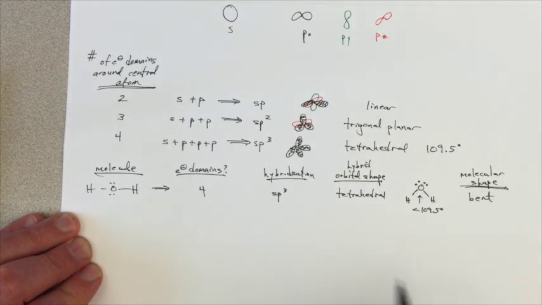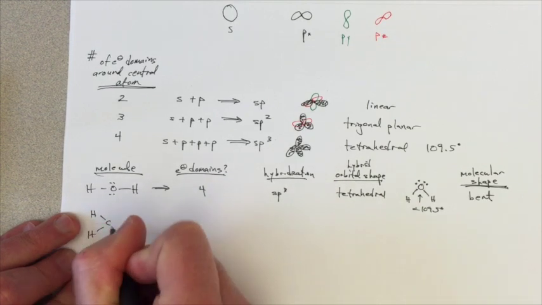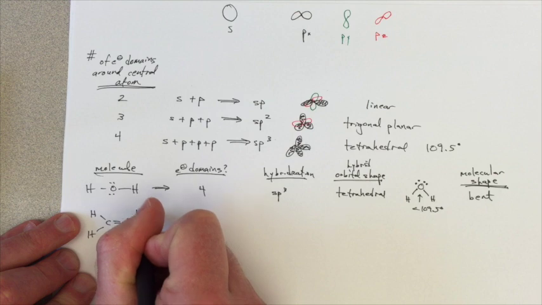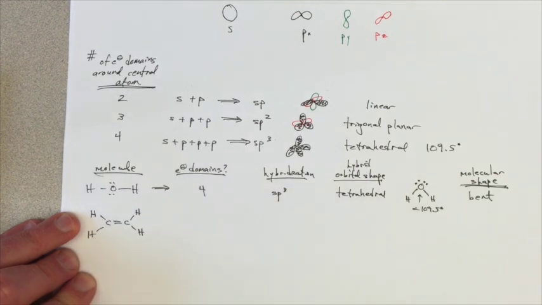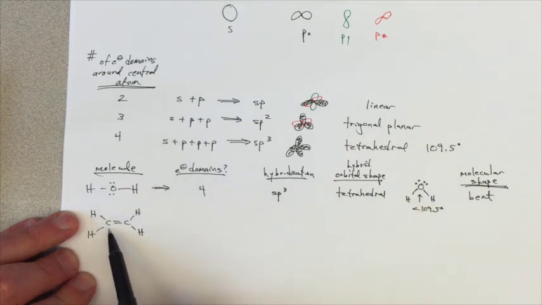Okay, now let's take another molecule. In this case, we're going to take a simple organic molecule, ethylene, which has a double bond in it. Here we have 2 central atoms, but they're very similar to each other, so let's just think of one at a time. Let's look at this carbon.